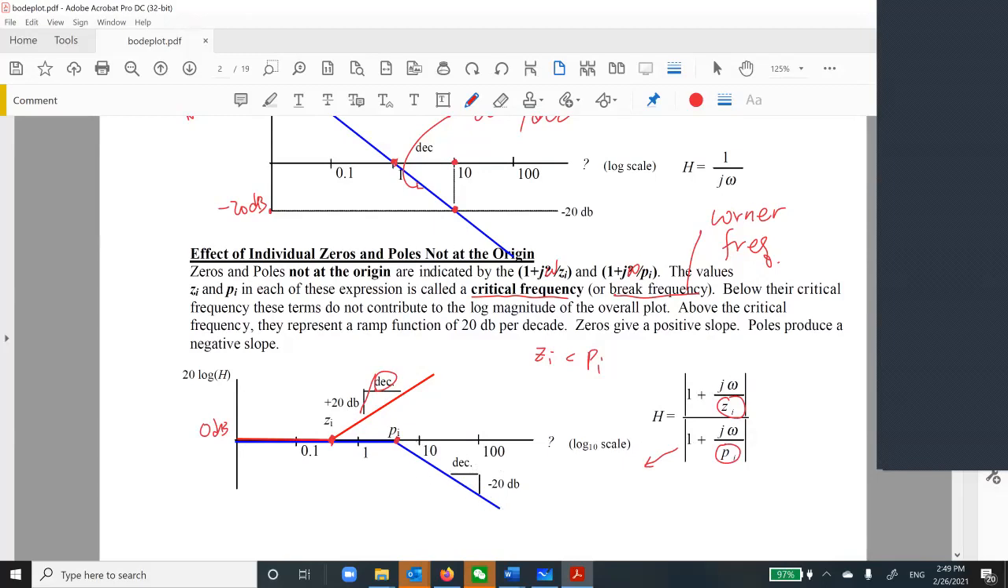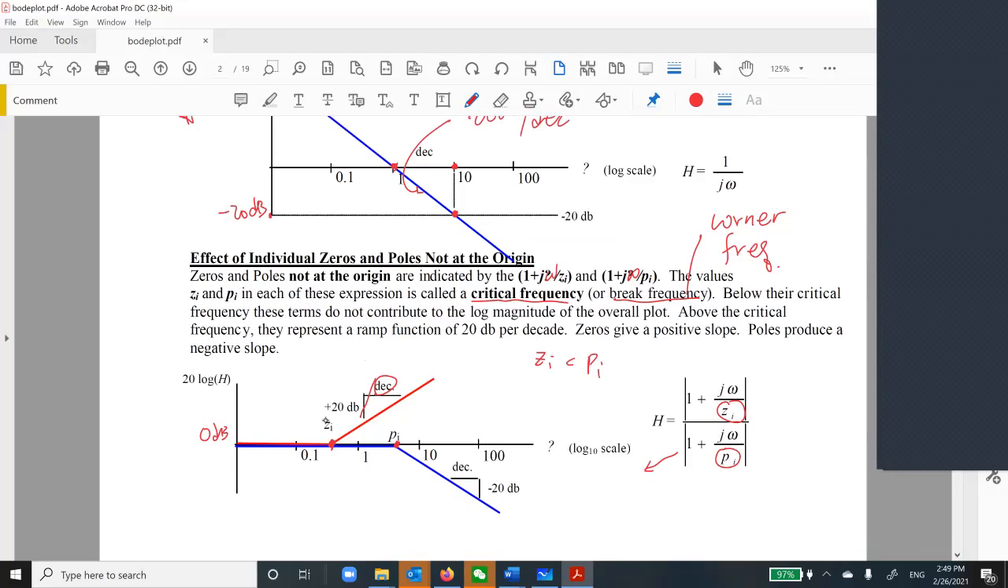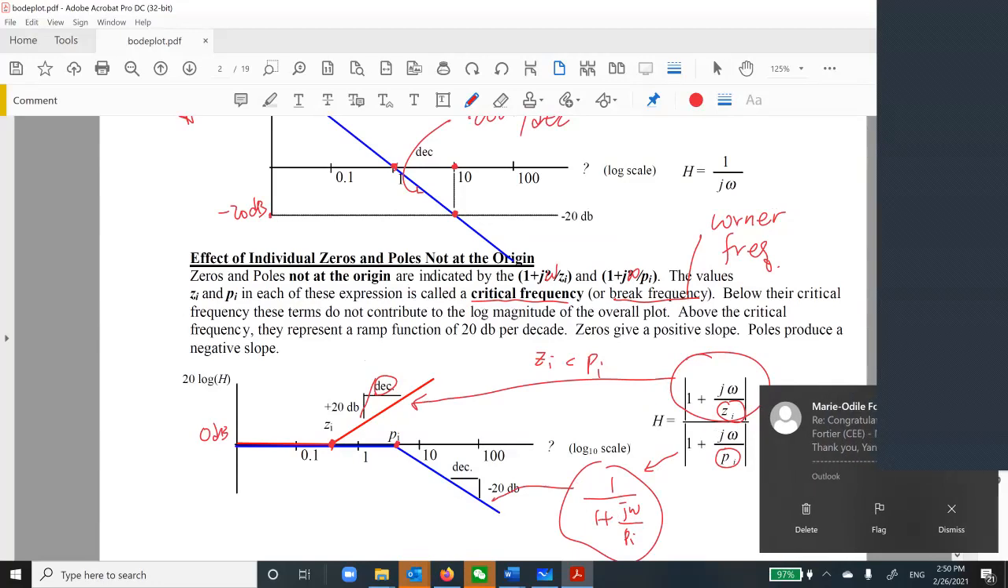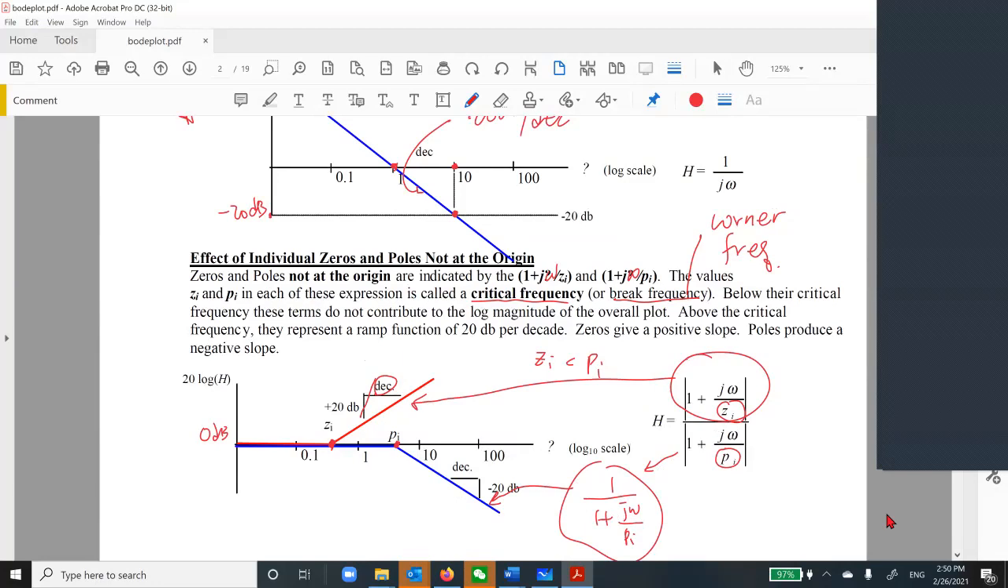So your edge should look like this. This red one is only for this one. But for this blue one, actually it is 1 over 1 plus j omega divided by Pi. So this whole thing is this one. So these two should add together. When you add together, you will see how to add.